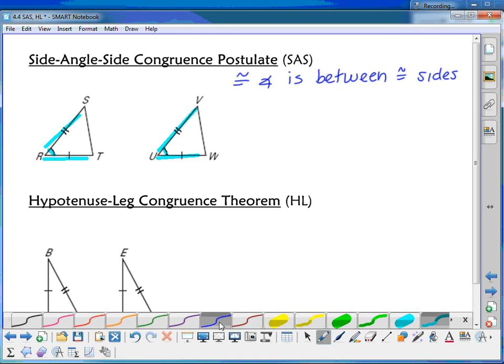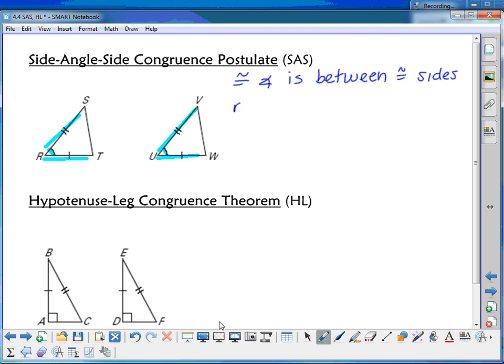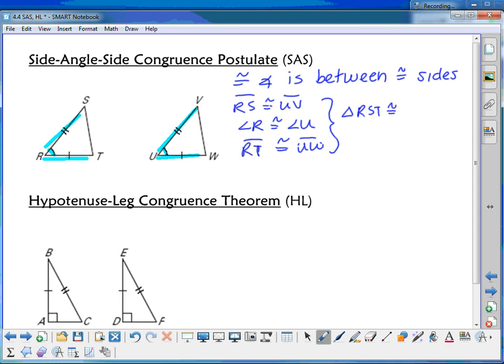So if you're going to use that in a proof, you would have to say that RS is congruent to UV, angle R is congruent to angle U, and RT is congruent to UW. Once you have those three things in a proof, you could then say triangle RST is congruent to triangle UVW by side angle side.